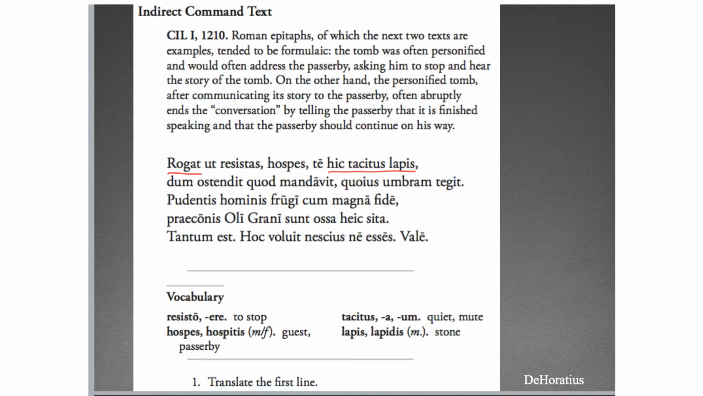This is actually a grave marker, a gravestone that is personified by its maker, right? So if you imagine a cemetery with all the stones, this quiet stone asks you to stay, friend, and then it goes on and on. But this is that indirect command, asks you to stay, ut resistas.